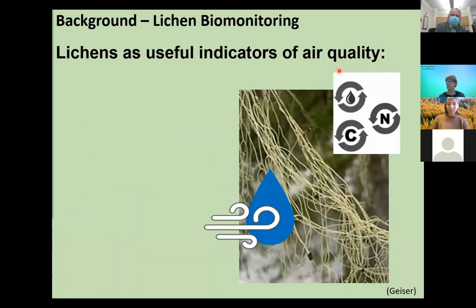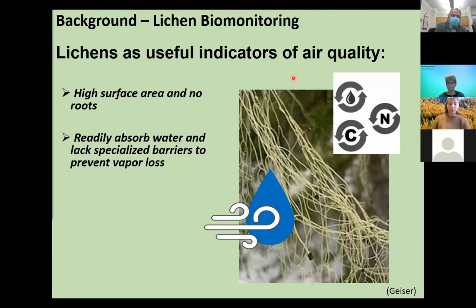In addition to ambient monitoring and atmospheric modeling, biomonitors such as epiphytic lichens can be used to assess and predict nitrogen deposition. Lichens have long been useful indicators of air quality because they have a high surface area and lack roots. They readily absorb water and lack specialized barriers to prevent vapor loss, and there is a range of air pollution sensitivities across species.